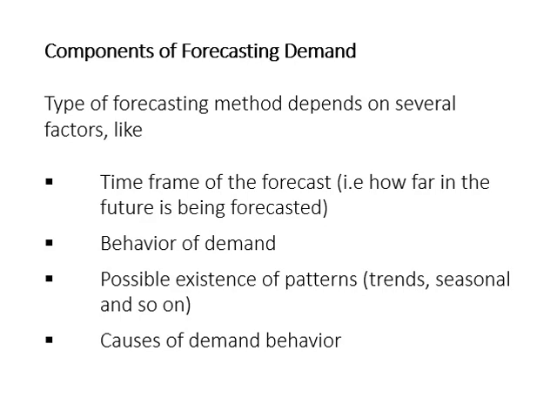Components of forecasting demand. The type of forecasting method depends on several factors. Number 1, the time frame of the forecast, that is, how far in the future is being forecasted. It may be on a day-to-day basis, monthly basis, yearly basis, or maybe for 3 to 5 years. Number 2, the behavior of the demand. Number 3, possible existence of patterns, like trends, seasons, and so on. Number 4, the causes of demand behavior.